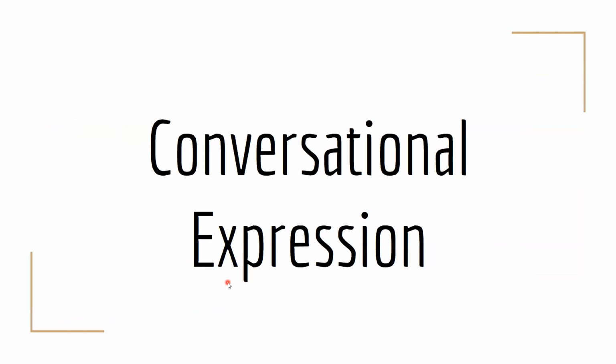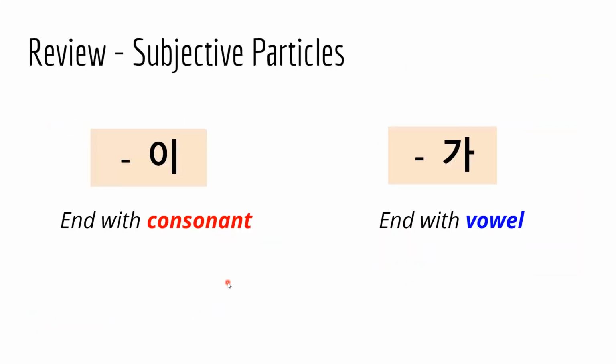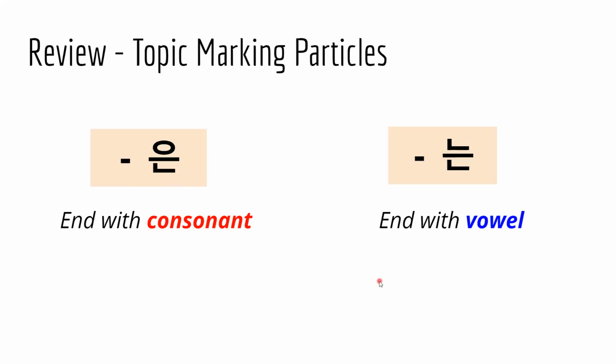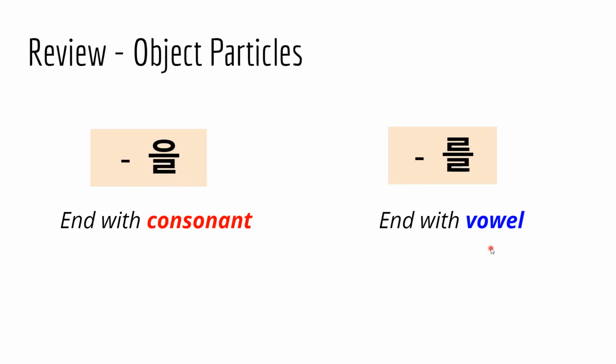Now let's go ahead and see the conversation expression. 2 lessons ago, we learned about the subjective particles, 이 and 가. 이 is used when the previous letter ends in a consonant, and 가 is used when the previous letter ends in a vowel. We also learned about the topic marking particles. 은 is used when the previous letter ends in a consonant, and 는 when the previous one ends in a vowel.